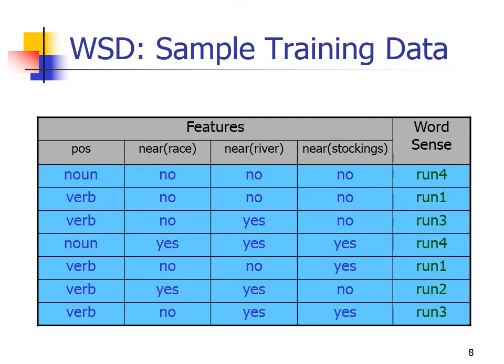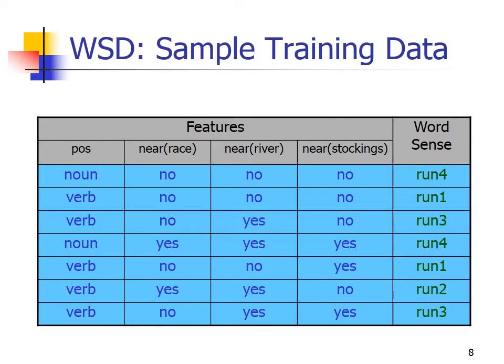For example, there are 4 features in the above decision tree. The first one is POS, the second one is near race, the third one is near river, the fourth one is near stockings. The ones given in a blue background are the attribute values. POS, near race, near river, near stockings are the attributes. And word sense, that is the classification.